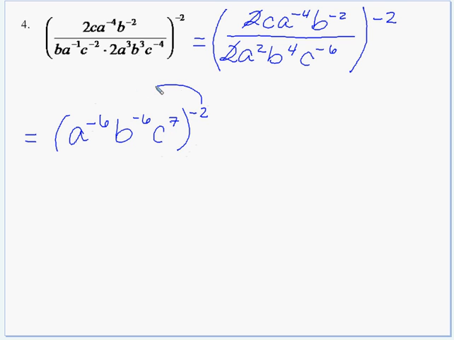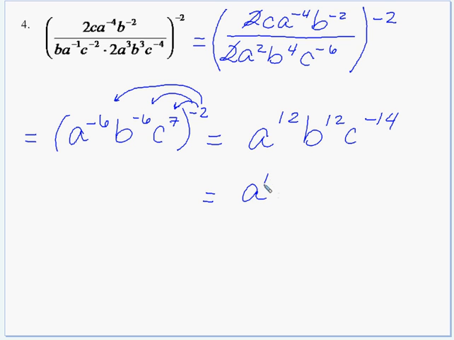So now this whole thing cleaned up to just these 3 variables right here. Then we have power to a power, so we're going to go back and distribute to each and every single one of these exponents. So we're going to have a to the 12th, b to the 12th, and c to the negative 14th. Now, this is not our final answer because we have this negative exponent, so you're going to have to bring it to the bottom of your denominator. So we're going to have a12, b12, all over c14. And this is our final answer.